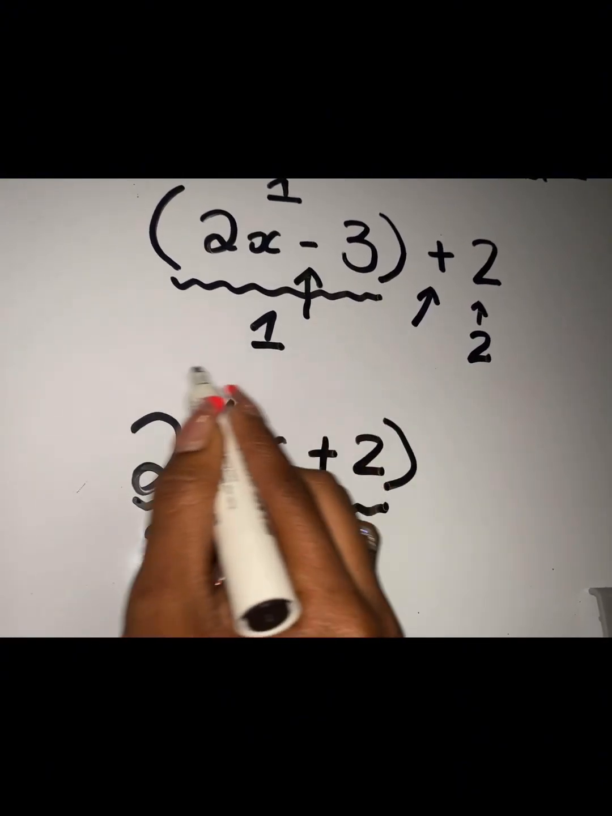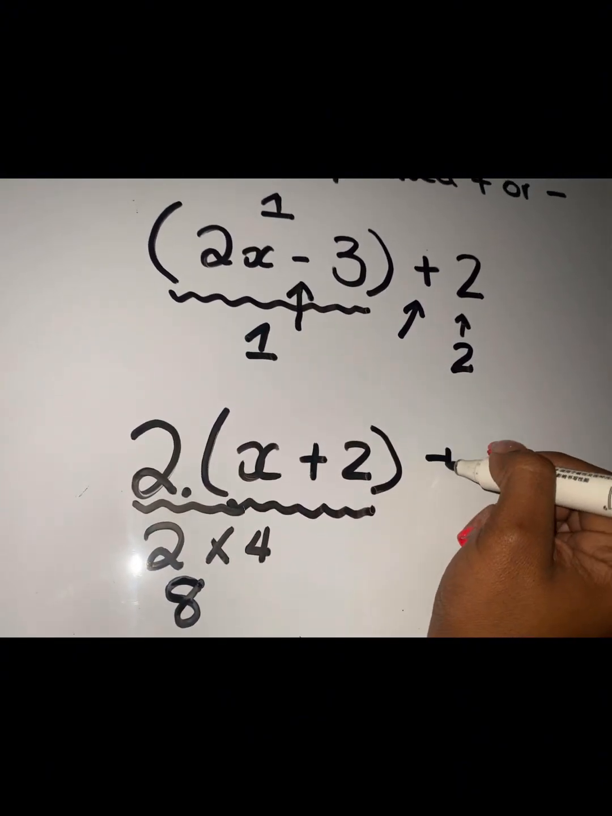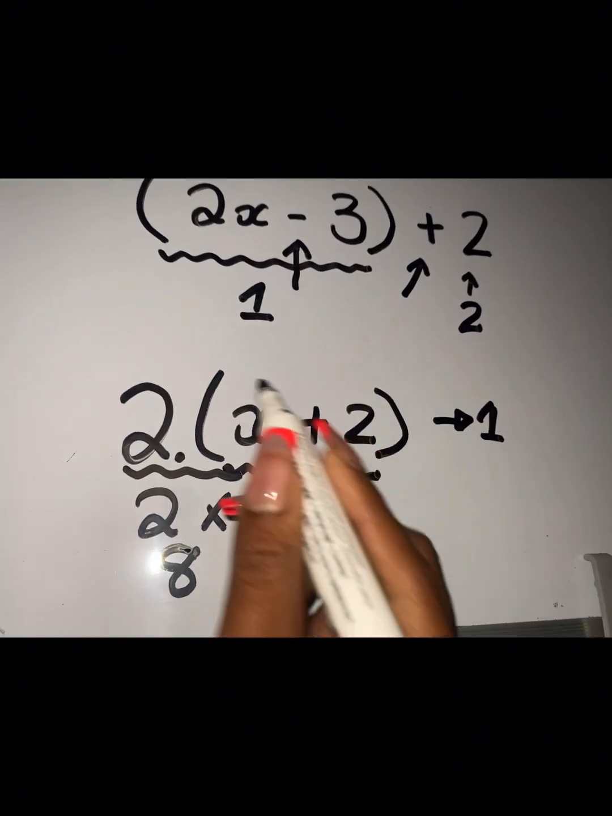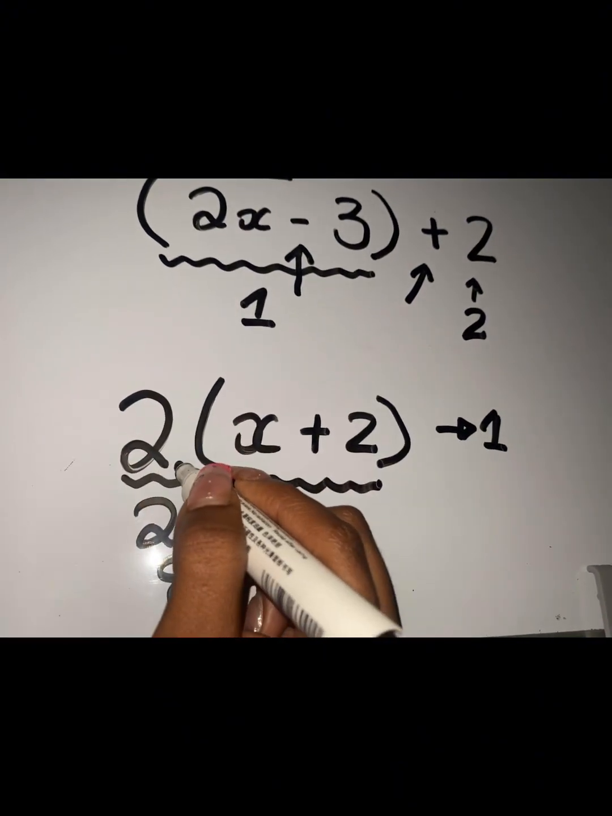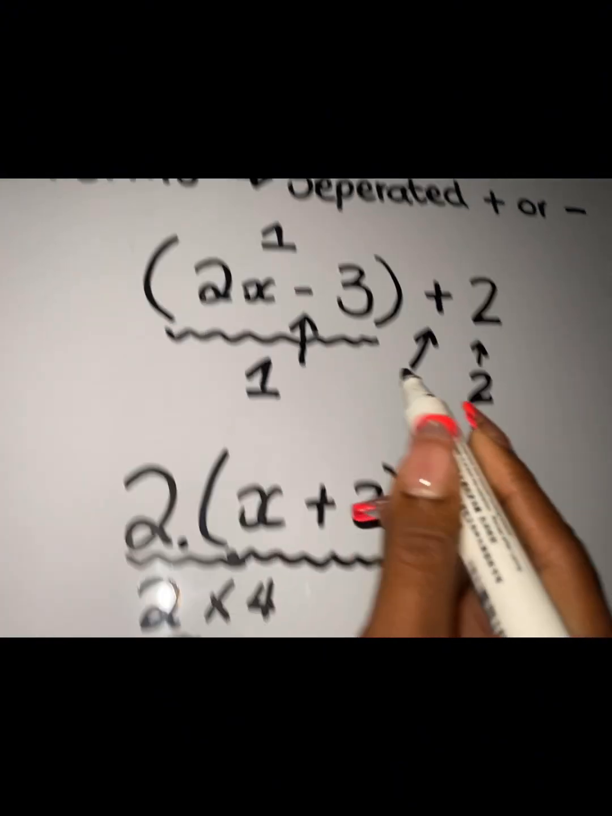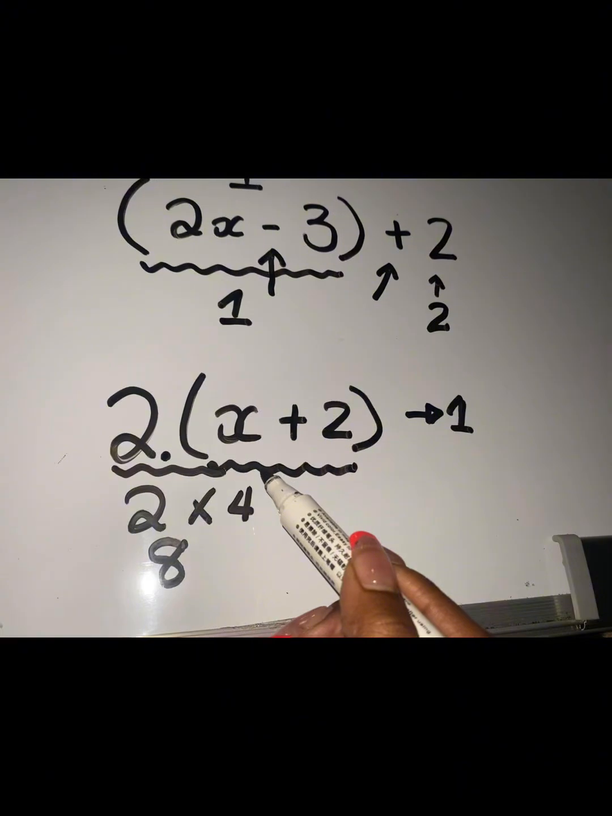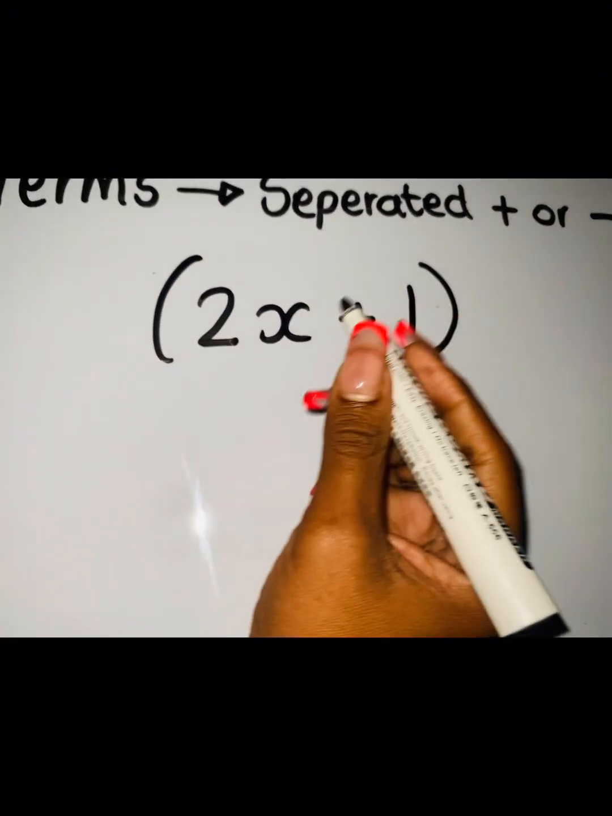So this whole term is only going to be one term. It's not going to be two terms, because this 2 is multiplied to the bracket. And remember, terms are separated by a plus or a minus. Alright, let's look at this one.